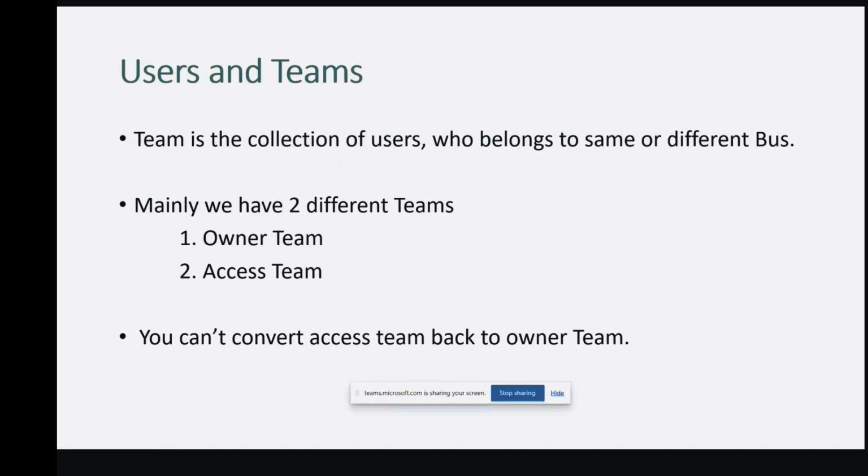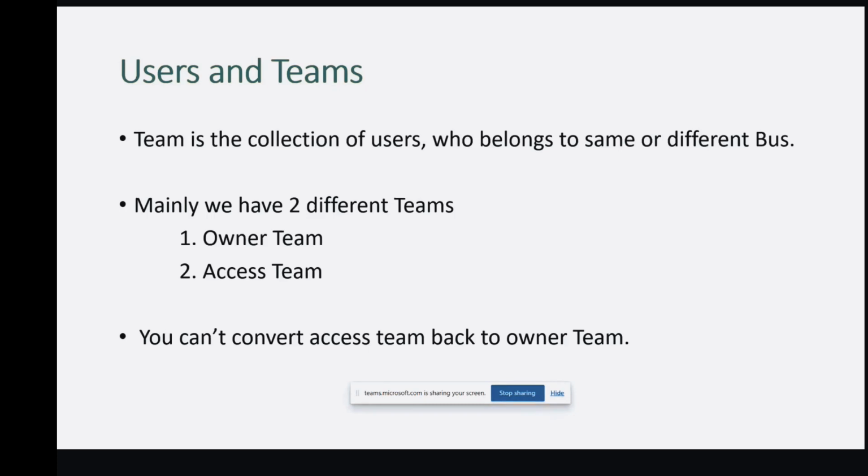Here we have two different types of teams: owner teams and access teams. Owner teams own the records and have the security roles. We can change the security roles whatever you want. An access team does not own the records, but by sharing the records with the access team, they will be given some permissions like read, write, append. That type of access they will get to the records.